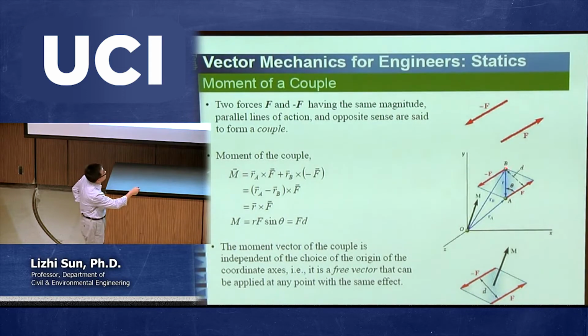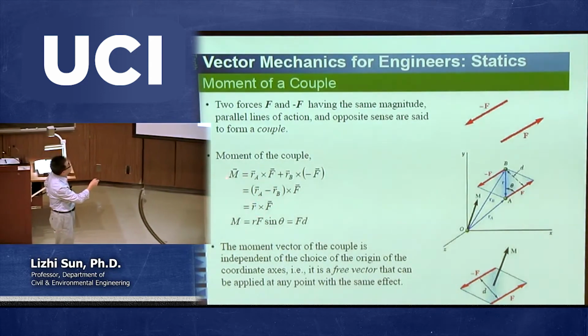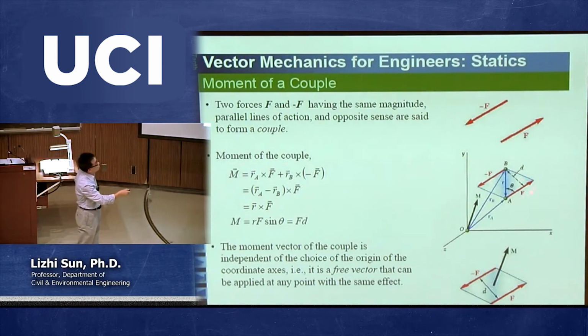It's a vector from B to A, and I call this R. After we do this operation, we finally end up with the total moment due to these two special forces. In other words, the total moment due to this special couple is equal to R cross F. And this is a very significant result.